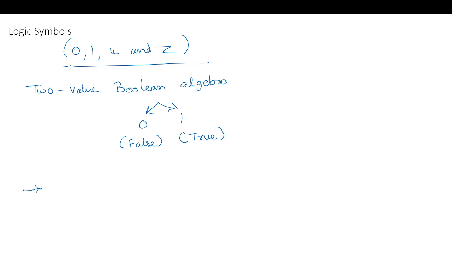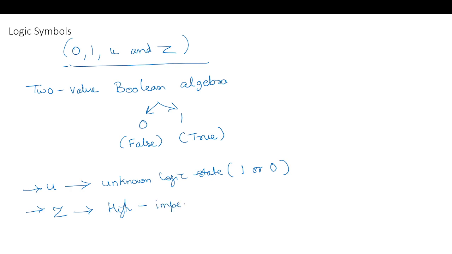And we further have a symbol U, which is known as unknown logic. So the output can either be 1 or 0. And we have another symbol called Z, which represents a high impedance state, where the line is floating, not connected to either VDD or ground.